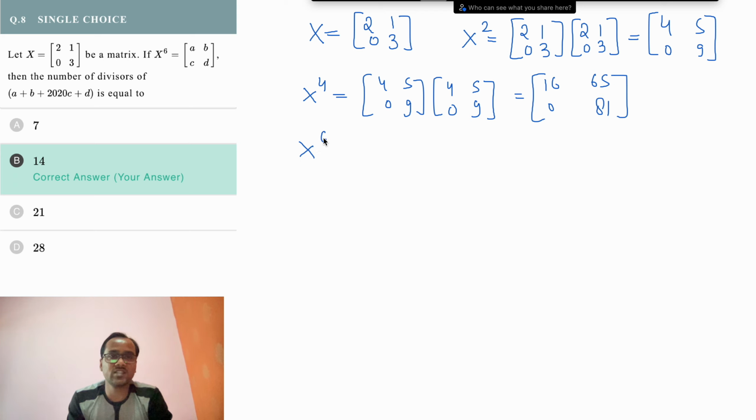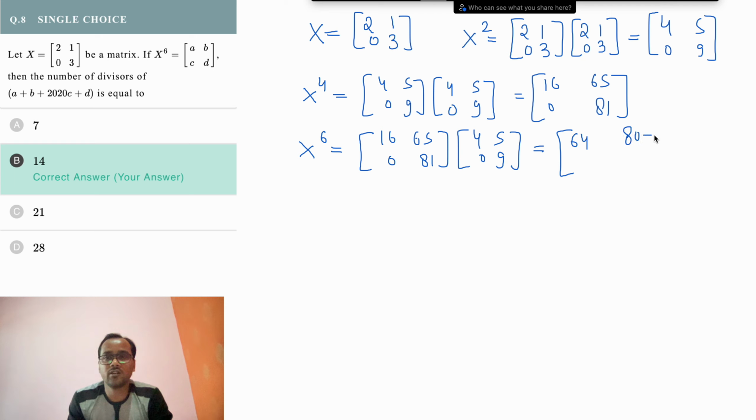So X raised to power 6 will be X raised to power 4 into X square, which is [4 5; 0 9]. So this will be coming out to be 16 4s are 64, 16 5s are 80, plus 65 into 9. Let me write 0, and 0 into 5 is 0, and 81 into 9 is 729. So this would be X raised to power 6.